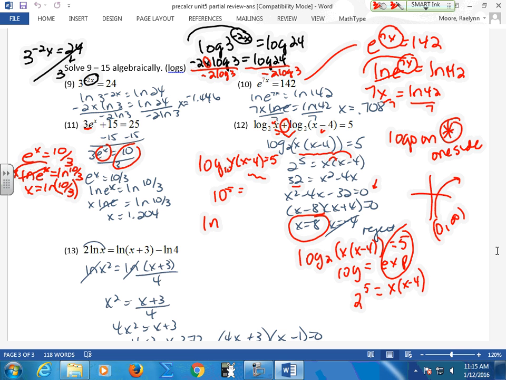If I was in ln, how would I flip my ln to an exponential equation? e. My base on ln is e. e to the 5th equals this. So just be aware if your base is not there. Your base on a natural log is e. Your base on a regular log or a standard log is base 10.